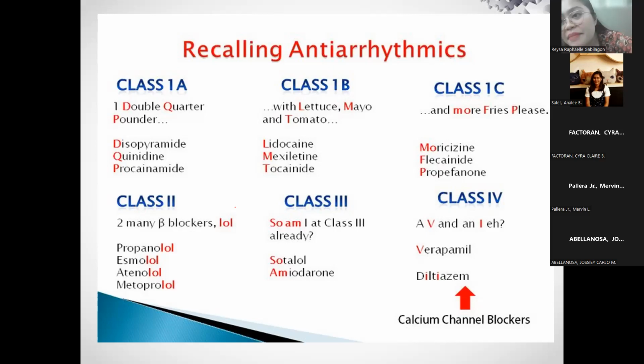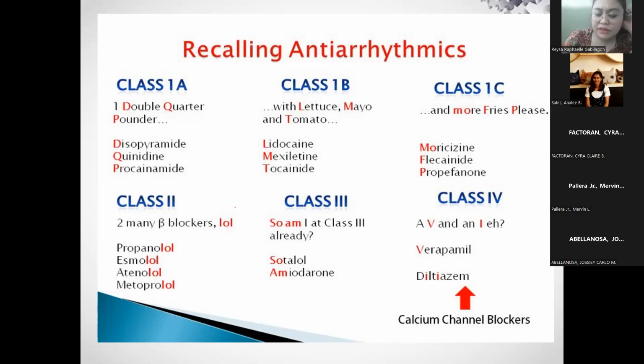By the way, parang mnemonics na ginagamit ng mga nag-aaral ng anti-arrhythmic agents. So class 1A, we have 1 double quarter pounder. Para lang matandaan ang ating anti-arrhythmic agent. So class 1A is double quarter pounder. We have 3 drugs there: disopyramide, quinidine, and procainamide. I'm not that sure if you're very familiar with these drugs though, but let's try to remember them. All 3 belong to class 1A. So that's double quarter pounder.